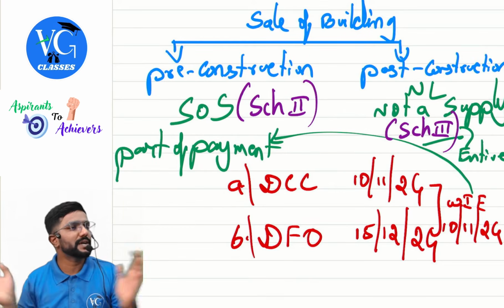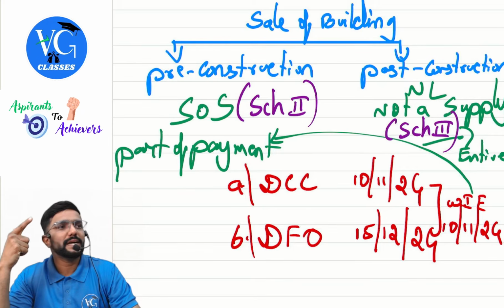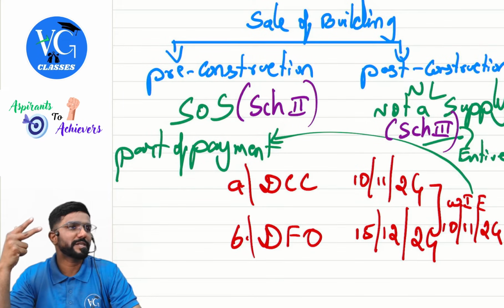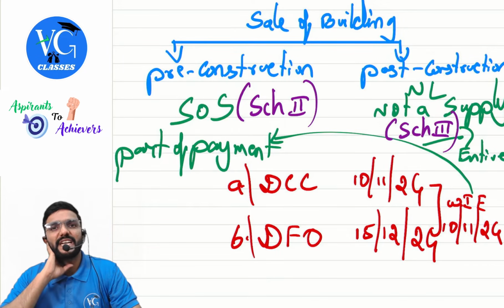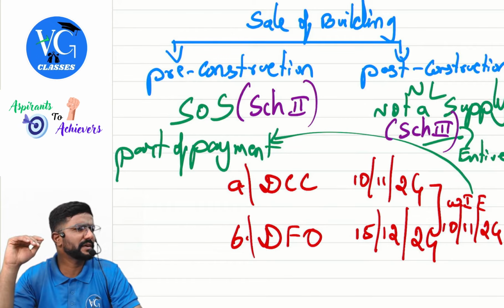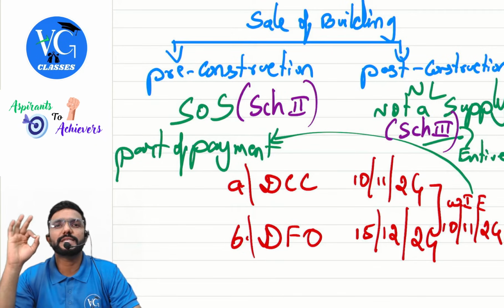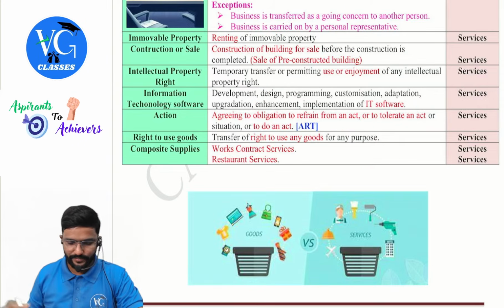If even part of the consideration is received before the date of obtaining the completion certificate or date of first occupation, whichever is earlier, then it is a supply of services. If entire consideration is received after this earlier date, then it is covered in negative list, not at all a supply. Not at all a supply. Yes, sir.